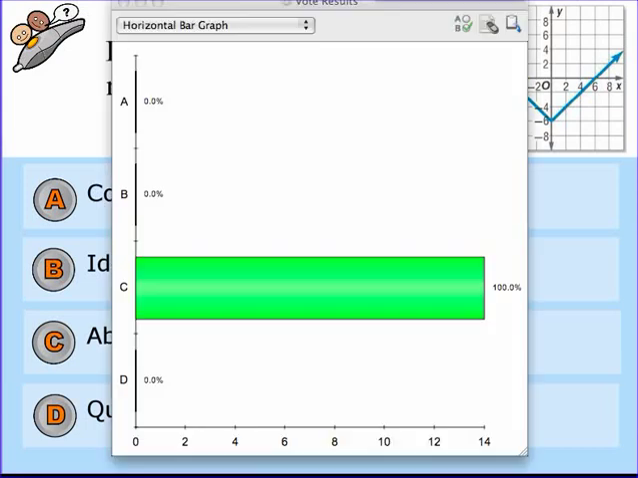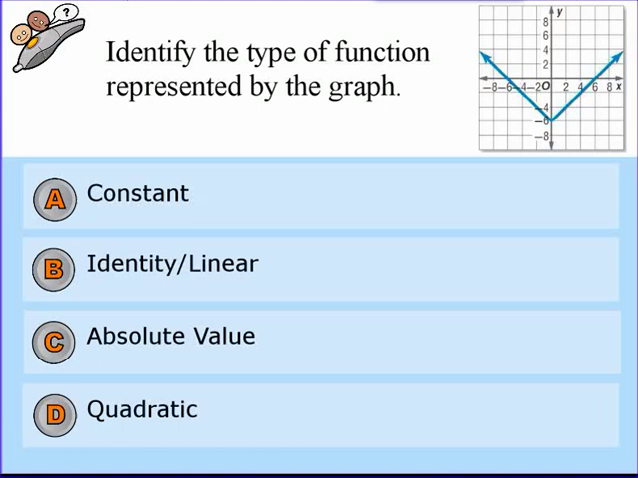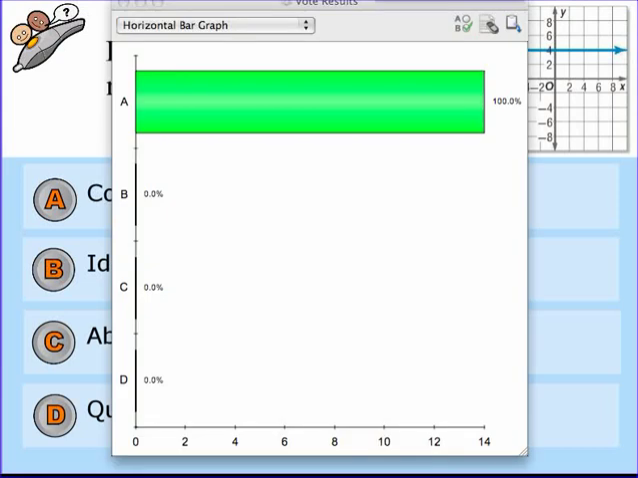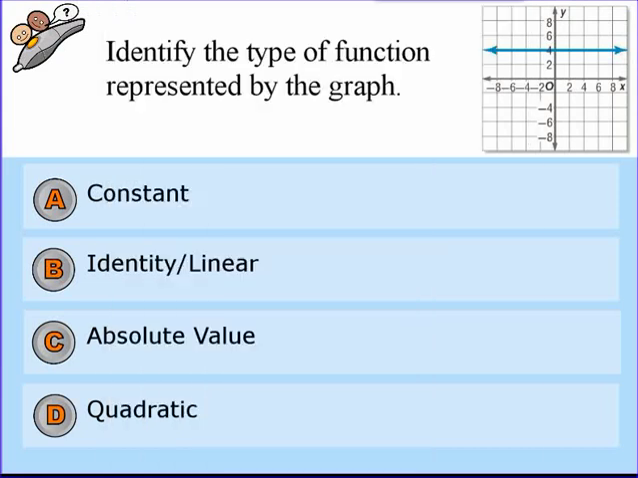All right, so perfect. Nice job. C, that's an absolute value. We should have all gotten that one right because we've been studying those quite a bit. What's this one? Quick, quick, quick. Nice, constant. Good job. Here we go.